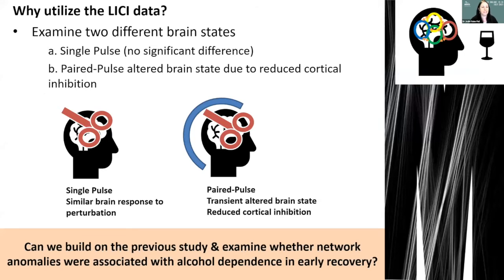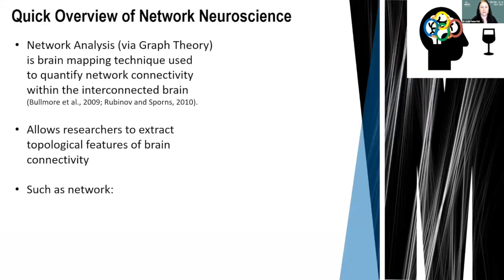And the reason I was particularly excited about returning to this data set is that we had elicited essentially two different brain states, whereby the paired pulse TMS perturbation elicited a disrupted inhibitory network brain state, which could be compared to the single pulse state. This provides us with a really unique opportunity to map the network connectivity when in an altered state. And so this was really exciting for me.